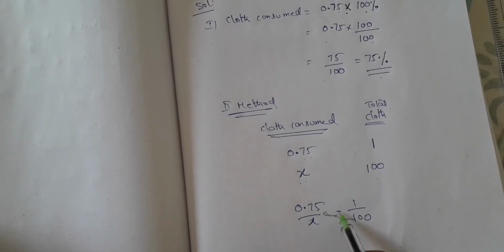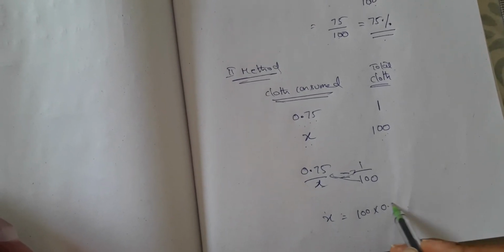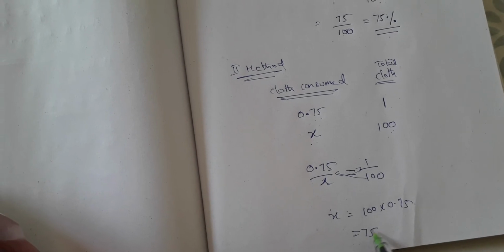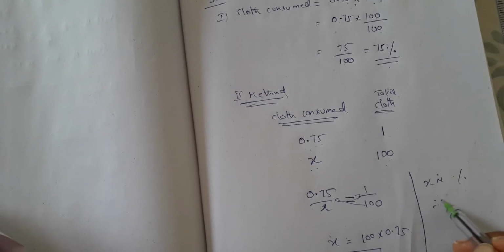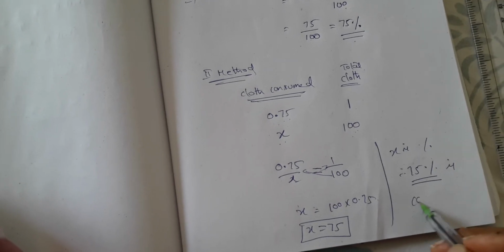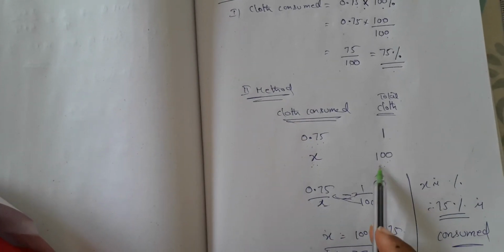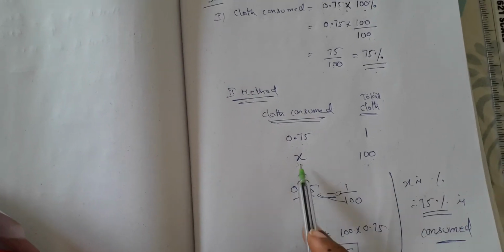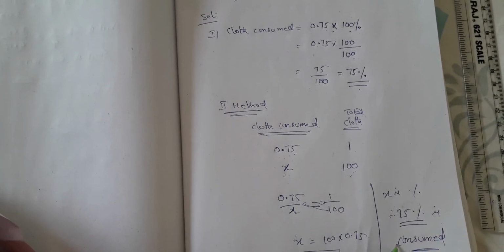Okay, cross multiplication. So x is equal to 100 into 0.75, which is equal to 75. So here x directly is the percentage. X itself is percent. Therefore, 75% is consumed. Remember, you are taking x versus 100, so x itself will become the percentage here.